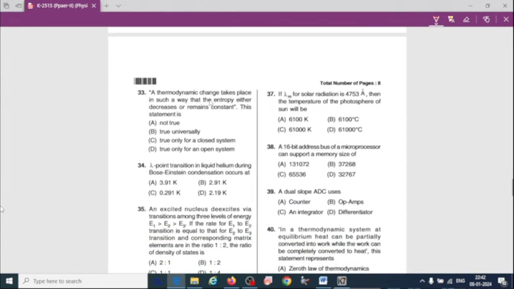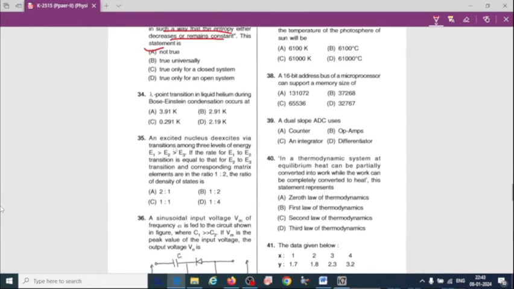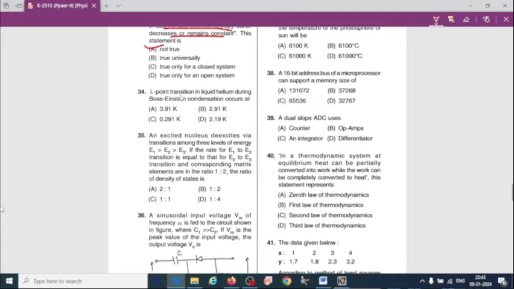A thermodynamic change takes place in such a way that the entropy either decreases or remains constant. This statement is option A, that is not true. Lambda point transition in liquid helium during Bose-Einstein condensation occurs at option D, 2.19 Kelvin.